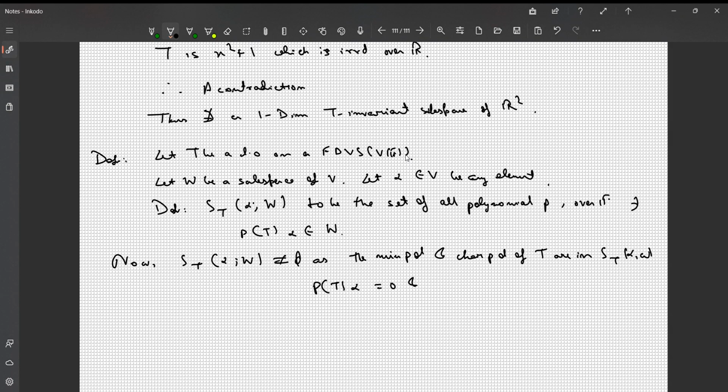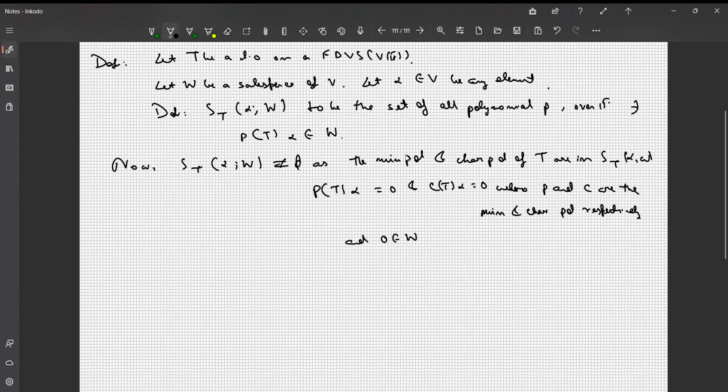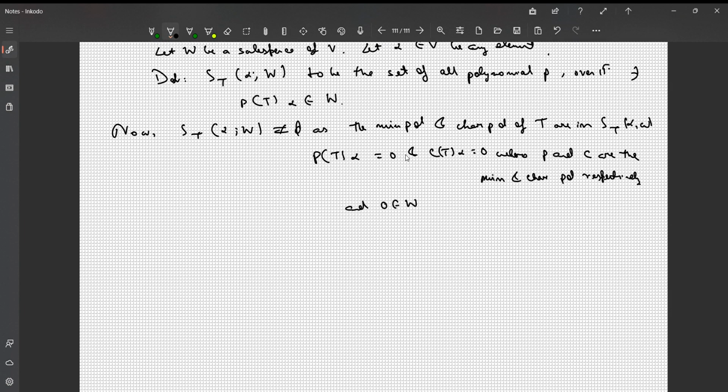observe that P(T)alpha equals 0 and C(T)alpha equals 0, where P and C are the minimum and characteristic polynomials respectively, right? And 0 is an element of W, because W is a subspace. So P(T)alpha is inside W and C(T)alpha is also inside W. Therefore, P and C are elements of S_T(alpha; W), right? So it's clearly non-empty.